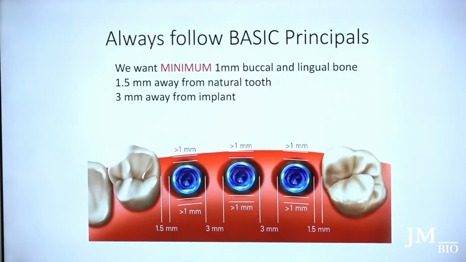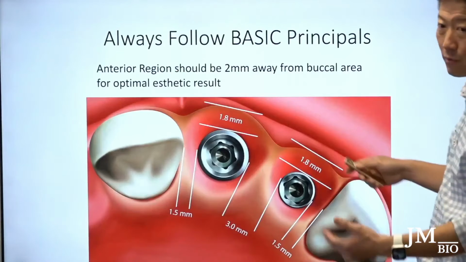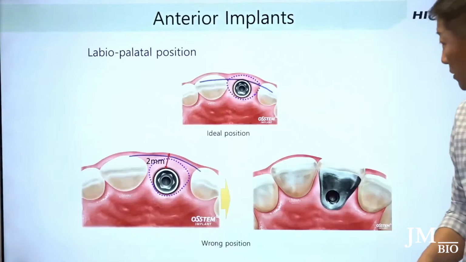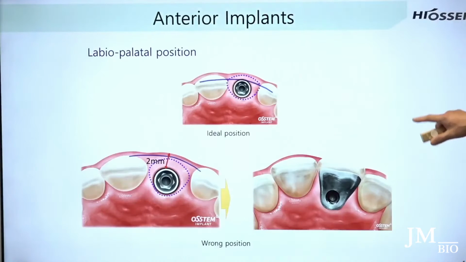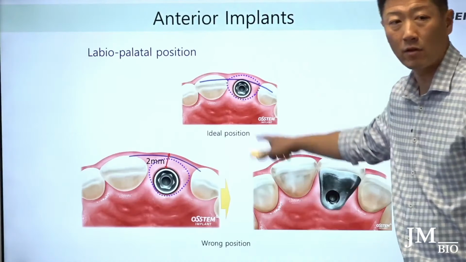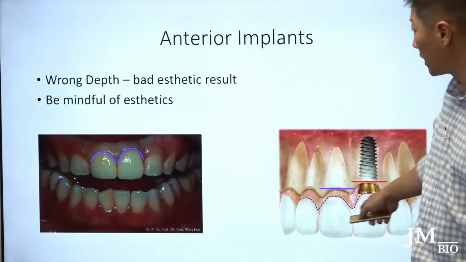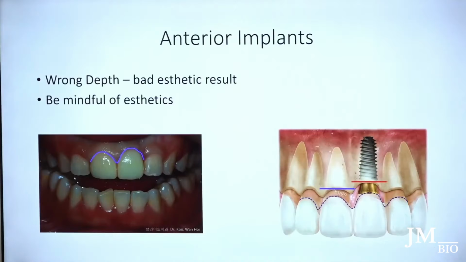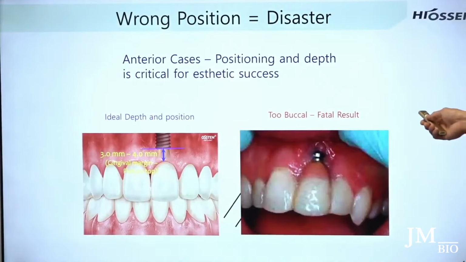And you also want to make sure that we talked about the basic principles, right? You want to have bone everywhere, 1 millimeter of bone surrounding the implant. So you always want to follow the basic principles. In the anterior region, once again, you always want to be more lingual, and you want to maintain that thicker buccal plate. So if you're going to err, err on the palate, never on the buccal. And also the depth, you don't want to be too deep, and you don't want to be too shallow either. This is why anterior cases are a little bit tougher. If you're too deep, if you're too buccal, this is what happens.